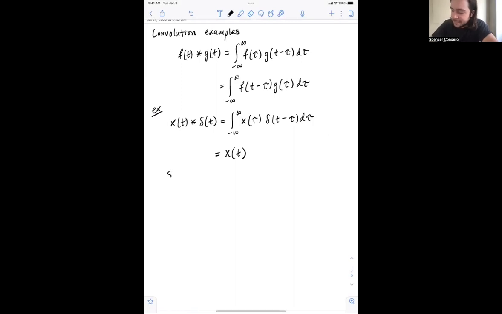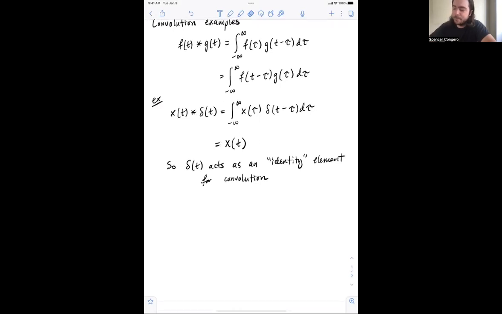And so what does this tell us? This tells us a cool fact that delta of t actually acts as an identity element for convolution. For addition, an identity element is 0. You add 0 to anything, you get back that same thing. For multiplication, the identity element is 1. Multiply any number by 1, you get back the same thing. For the operation of convolution, the identity element is delta of t. You convolve anything with delta of t, you get back the same thing, x of t.